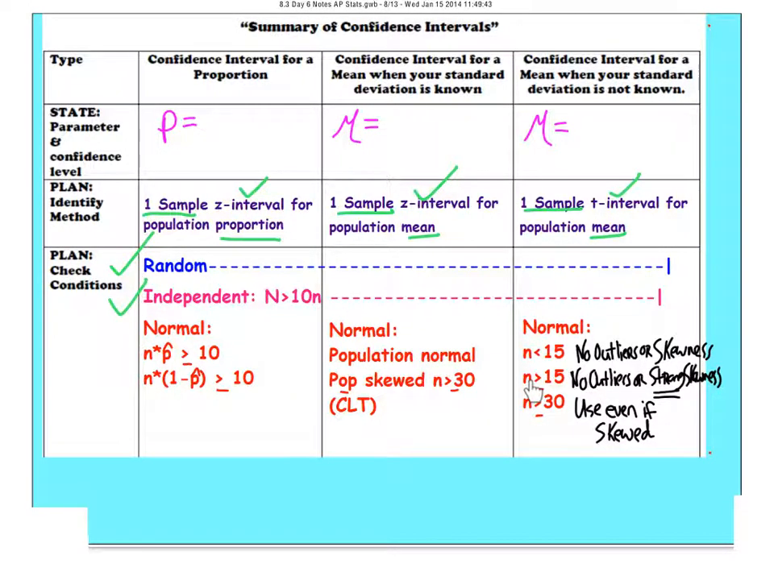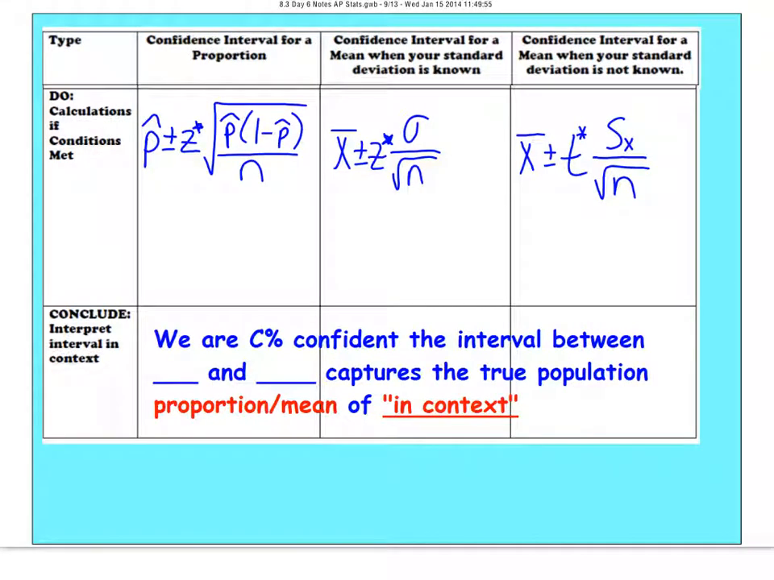Anything greater than 15 but up to 30, we're looking for no outliers or strong skewness. Anything less than 15, we want no outliers and no skewness whatsoever. Now again, if you actually state the interval itself, you do not have to show these particular formulas in the do portion, but these are the corresponding confidence interval calculations.